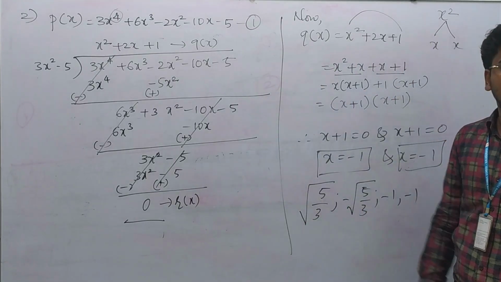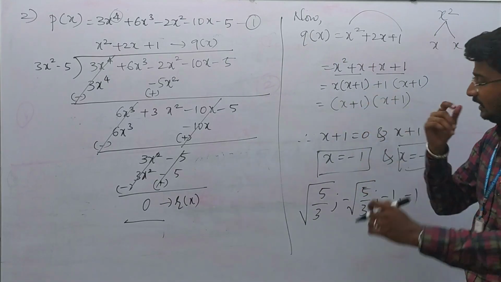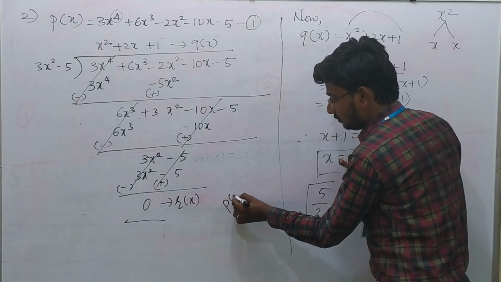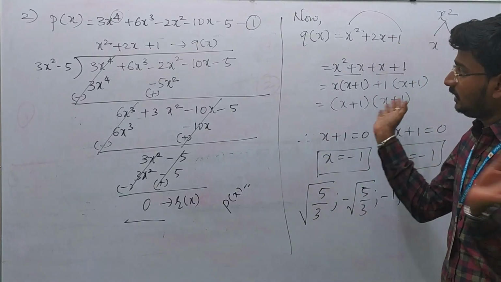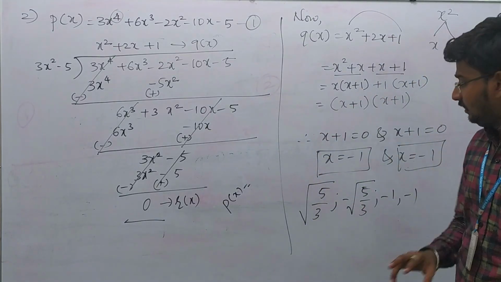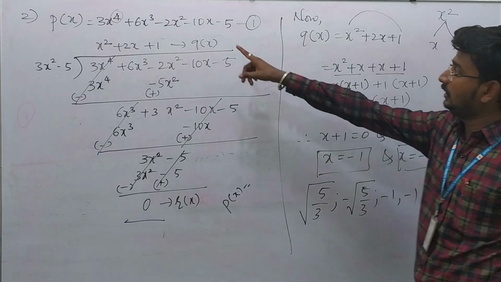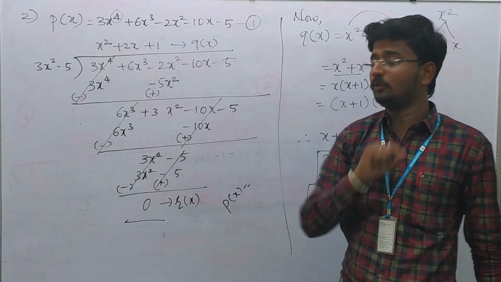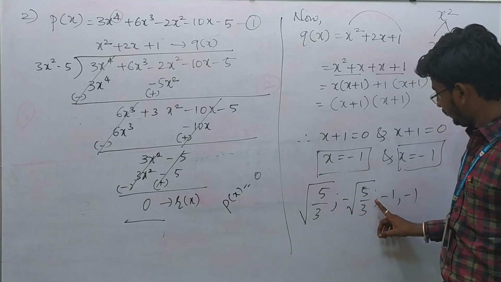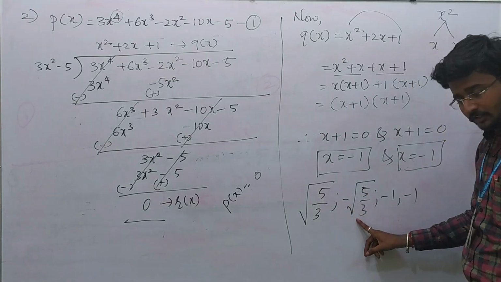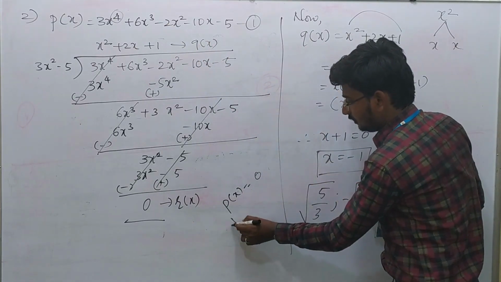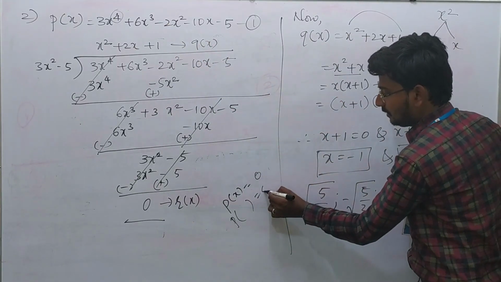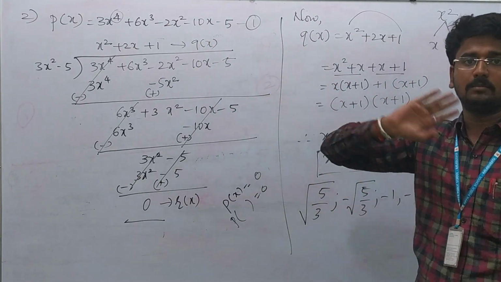Now how to verify whether my answer is right or not? Apply either the division algorithm method, that is p of x equal to g of x into q of x plus r of x, and check whether LHS equals RHS. Or substitute this value in the p of x. It should be equal to 0. Put x value as either root 5 by 3 or minus root 5 by 3 or simply minus 1. If p of x for this particular value becomes 0, then our verification part is done.